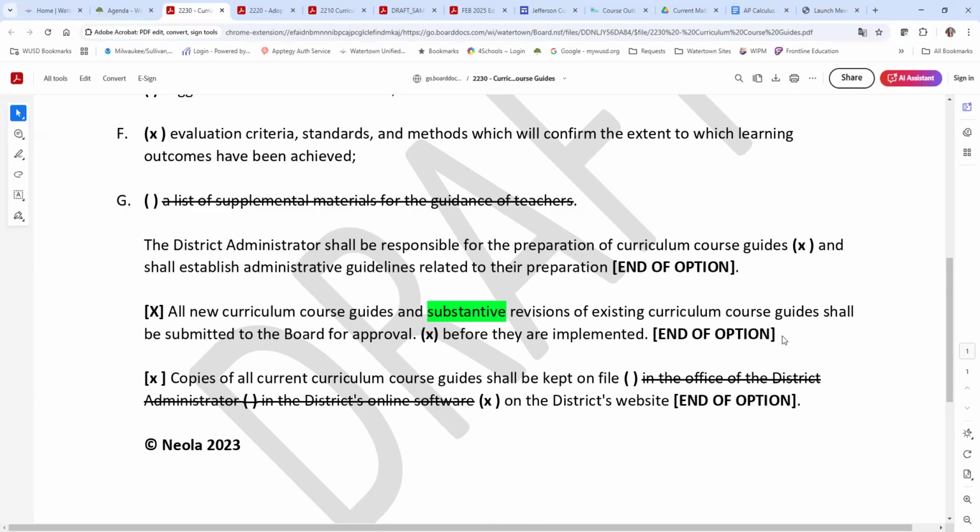We will need to talk through the process as we're implementing these for the first time. Obviously, as we work through this process, I would have to determine how we would do that for the first time. I can't imagine we'd be bringing every course guide to you for approval. So we would have to talk through those courses, through that process. And then copies of the curriculum course guides would be kept on file on the district website so that families and the board and the public would be able to access.